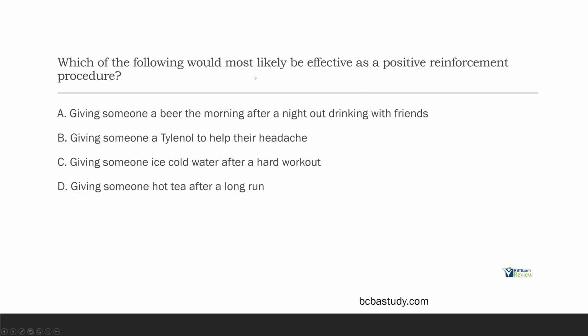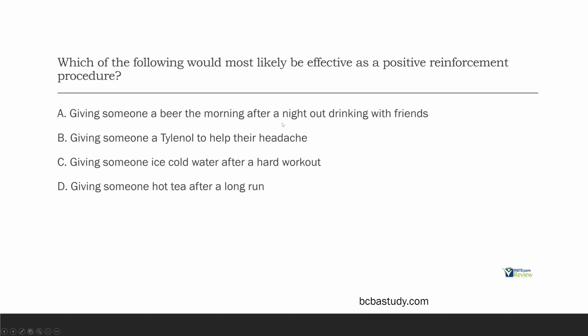Which of the following would most likely be effective as a positive reinforcement procedure? Okay, back-to-back positive reinforcement questions. Sometimes it goes that way. Let's just answer them to the best of our ability. So what do we know with positive reinforcement? We know we're adding a stimulus to increase behavior. So let's look. A, giving someone a beer the morning after a night out drinking with friends.